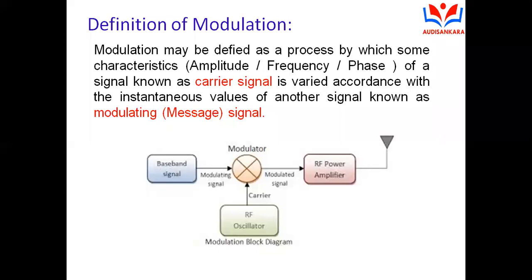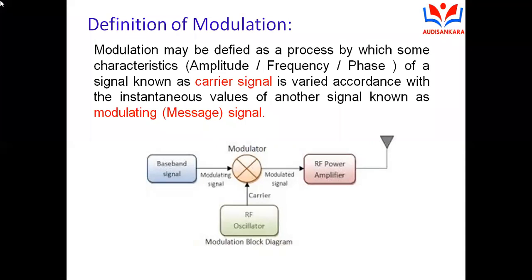See here, this is a small block diagram of the modulation process. So for doing any modulation, the basic requirements are two things. The first one is the message signal. The second one is the carrier signal.